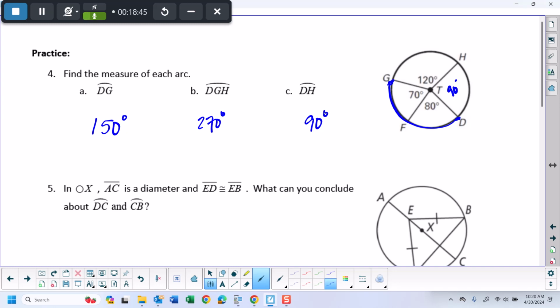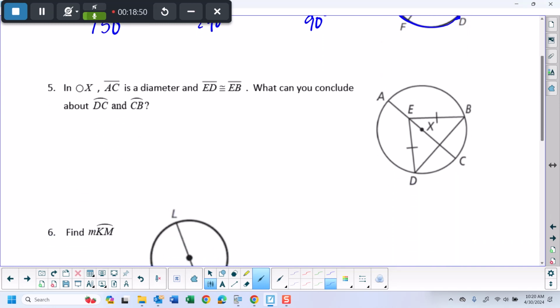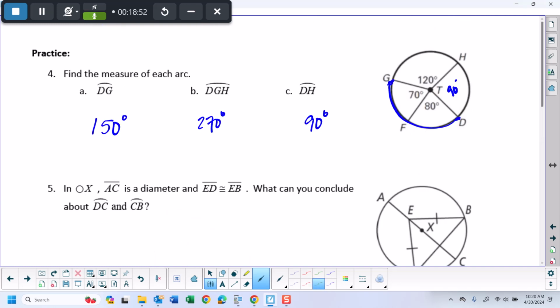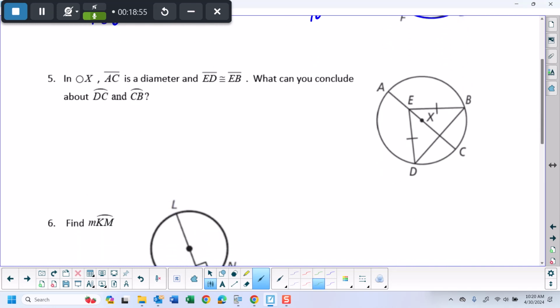In circle X, AC is a diameter, and segment ED is congruent to EB. So let's go ahead and draw them. Segment E to B is congruent to E to D. What can you conclude about arcs DC? Here's arc DC and arc CB. Try and talk to your group mates about what you were able to conclude. And Marcus said go.